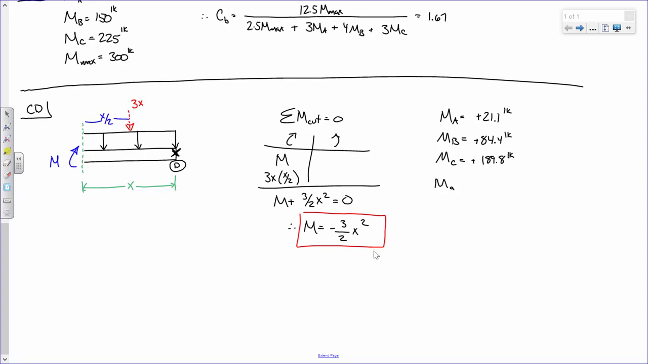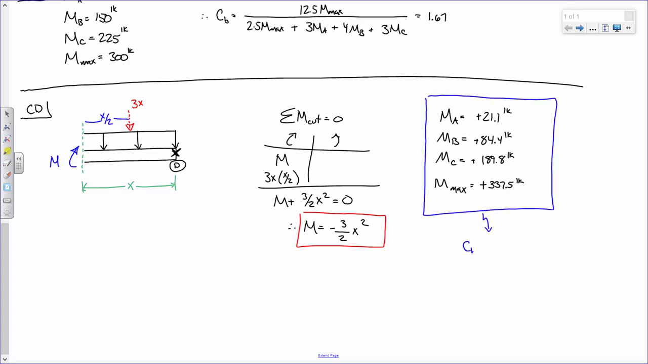Which leads to a question, what is the value for M max? Because numerically, if you looked at the moment diagram, the maximum value numerically is 0, because they're all negative, but that's not the case. We're talking about maximum magnitude. So what is the maximum magnitude bending moment on segment CD? 337.5. So, plug and chug and tell me what you get for a C sub B value.